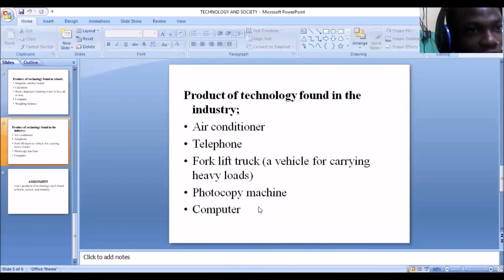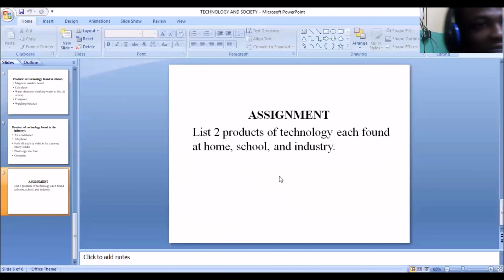And with this, we've come to the end of today's class. Now your assignment is list two products of technology, each found at home, school, and industry. Two products of technology found at home, school, and industry. You list them each for me.